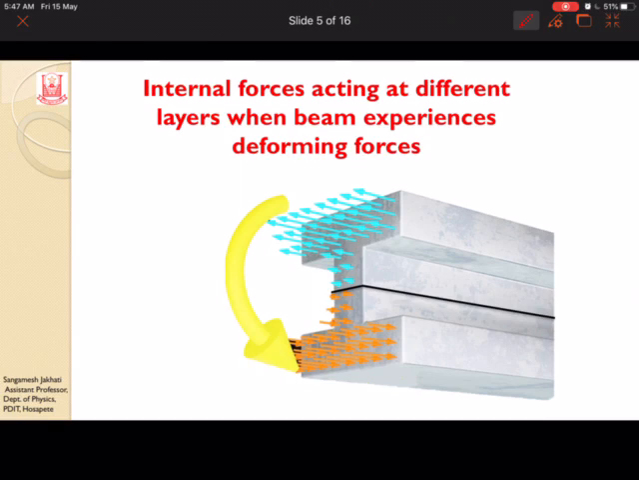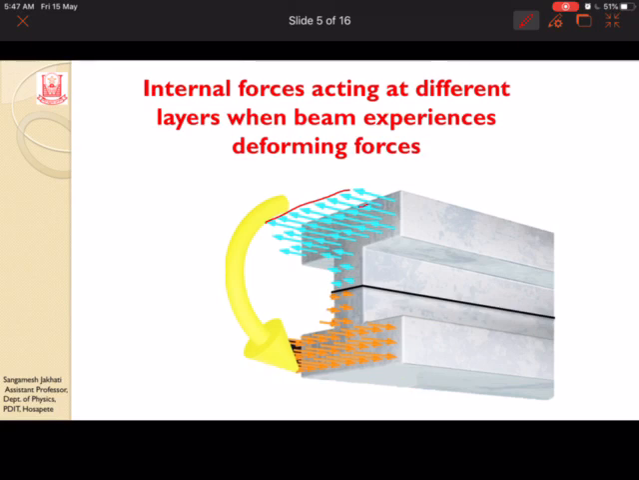So here that black line divides the beam into two parts. So there's the upper part and lower part. So here there's the upper part. So you can see these are the arrows. These are experiencing an elongation. The upper part of the beam is experiencing an elongation.